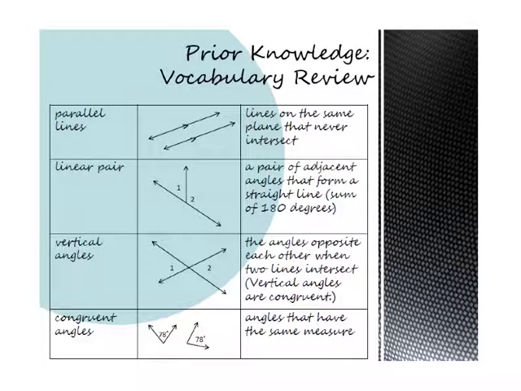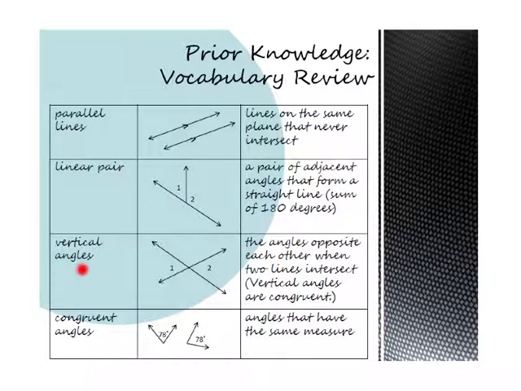Parallel lines are lines on the same plane that never intersect. The arrowheads on the lines indicate that they are parallel. A linear pair is a pair of adjacent angles that form a straight line. The sum of the linear pair is always 180 degrees.